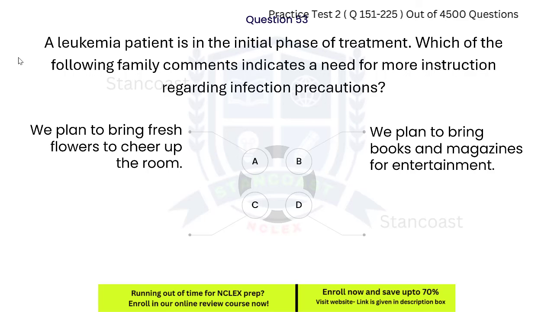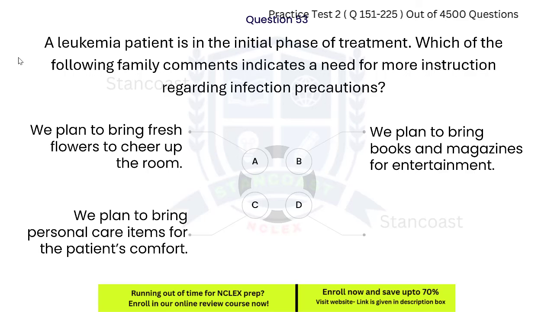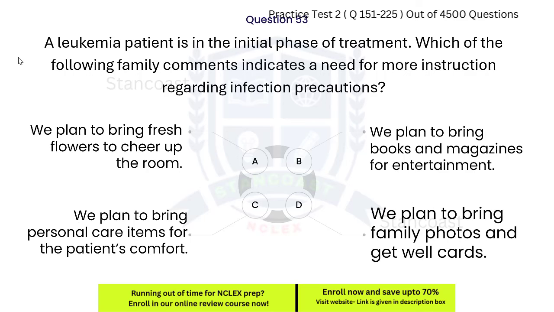B. We plan to bring books and magazines for entertainment. C. We plan to bring personal care items for the patient's comfort. D. We plan to bring family photos and get well cards. Think about what could pose an infection risk. The correct answer is A.